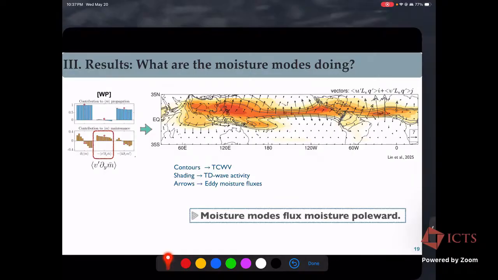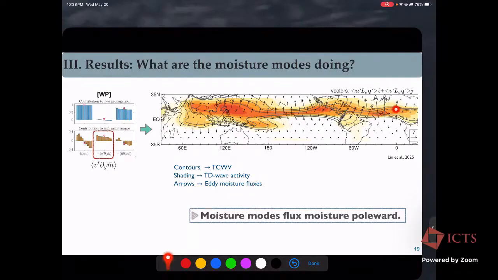Okay, our next question is, what are the moisture modes doing? What is their main role in the circulation? If this term acts to amplify the column moisture in the system, as observed in the previous slide, it implies that the moisture modes basically flux moisture poleward. I show this in this figure. The contours here represent the mean total column moisture in the tropical domain, the shading represents the TD wave activity over this region, and the arrows represent the eddy moisture fluxes.